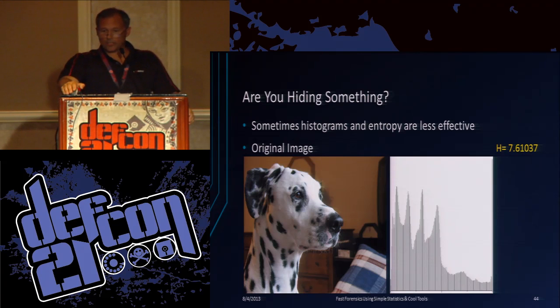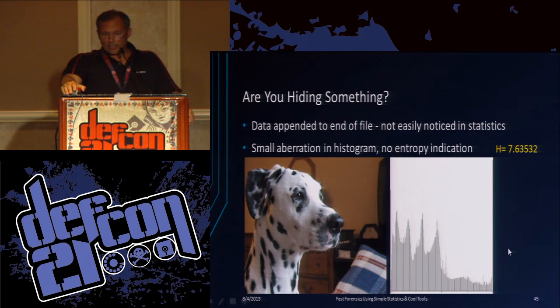All right, so histograms and entropy aren't always effective. This is the full color bitmap that you saw earlier in black and white. You see how it's fairly smooth. And let's see if we're hiding something. Data appended to the end of the file. Statistics don't really tell you a lot about it. However, if you look at the histogram, you can see that, right? That's kind of unusual for a 24-bit bitmap to have these kind of spikes in there.